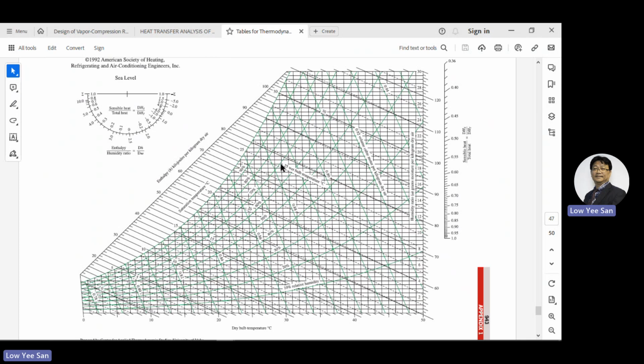70% at 30, somewhere here. So the enthalpy in kilojoule per kilogram of dry air, we come to here. 70 something. I think pretty near to 80.